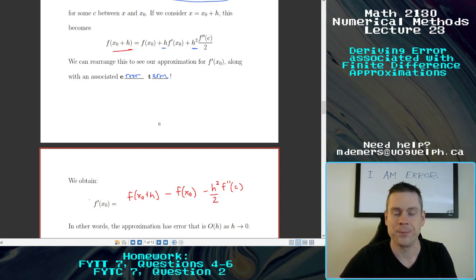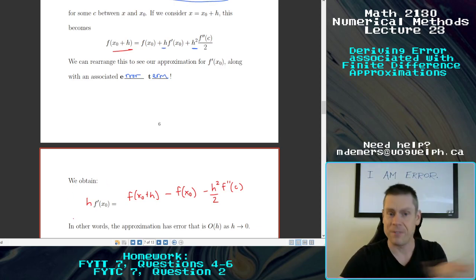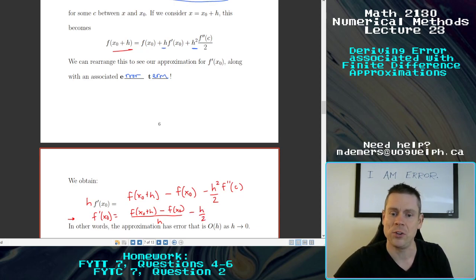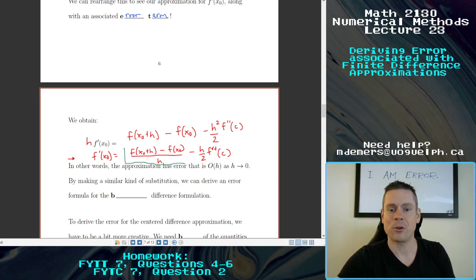So I end up with, you know what? Let's do it on 2 lines. If I were to just rearrange this equation, I would get h f prime of x0 equals this stuff. And then I can divide by the h to get f of x0 plus h minus f of x0 all over h. And then this error term is going to be minus h over 2 f double prime at c. Okay, let's take a look at this for a sec. This first part right here, this is our scheme, right? This is our forward difference scheme.